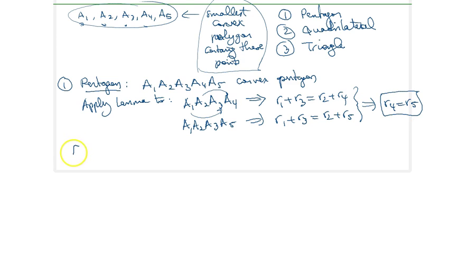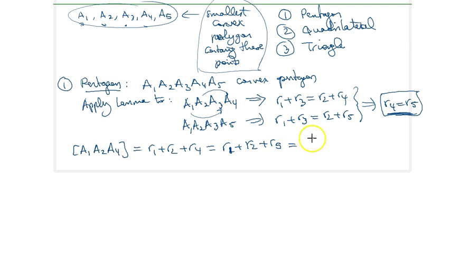Notice that the area of triangle A1, A2, A4 is simply R1, R2, R4. Obviously, this is our definition. But R4 was equal to R5, therefore I can replace it with R1 plus R2 plus R5. Again, by definition, this is the area of A1, A2, A5. So these two triangles have equal area.